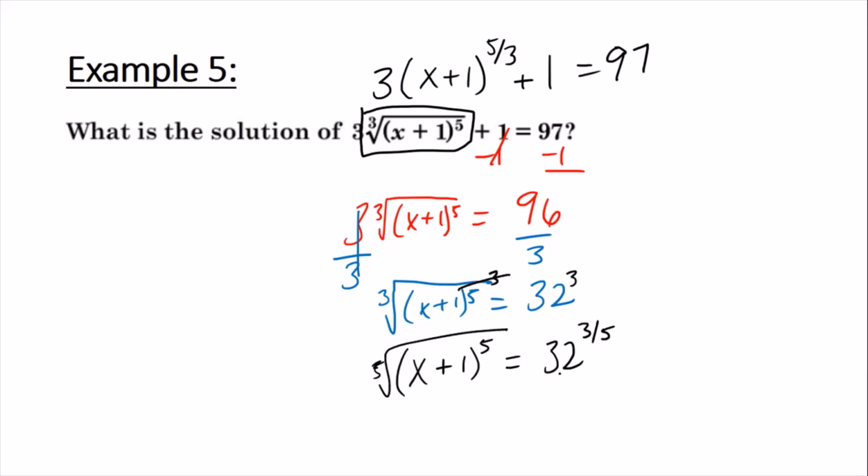All right, so what number times itself 5 times makes 32? 2 times 2, 4. 4 times 2, 8. 8 times 2, 16 times 2, 32. So the 5th root of 32 is 2.